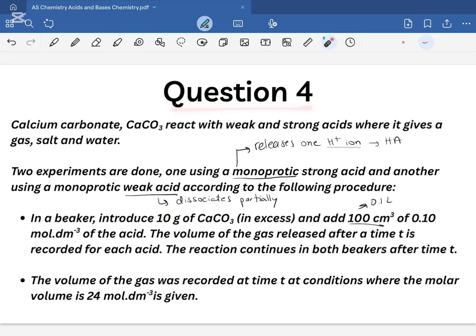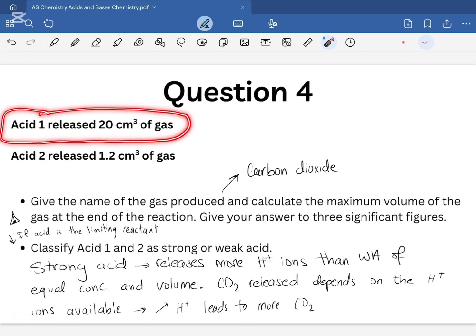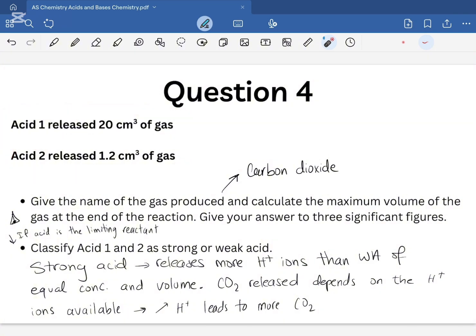Question 4. Calcium carbonate CaCO3 reacts with weak and strong acids, where it gives us gas, salt, and water. 2 experiments are done, one using a monoprotic strong acid and another using a monoprotic weak acid, according to the following procedure. So we are given the procedure. We have 10 grams of CaCO3 in excess, and we have 100 centimeter cube of 0.1 M of the acid. And the volume of the gas released after time t is recorded for each acid. Now, the volume of the gas was recorded at time t and conditions where the molar volume is 24, and it's given as acid 1 released 20 centimeter cube, acid 2 released 1.2 centimeter cube of the gas.